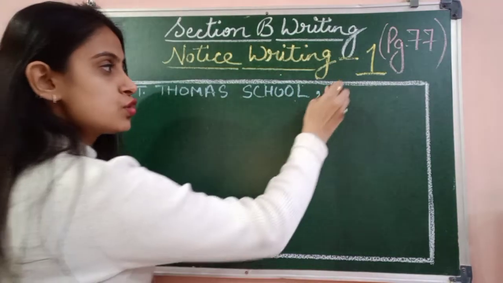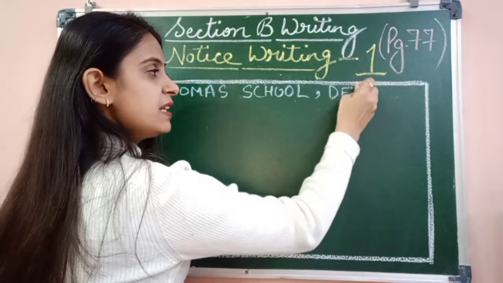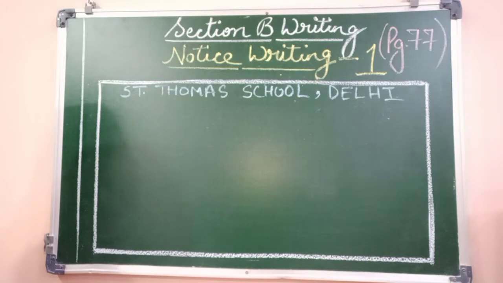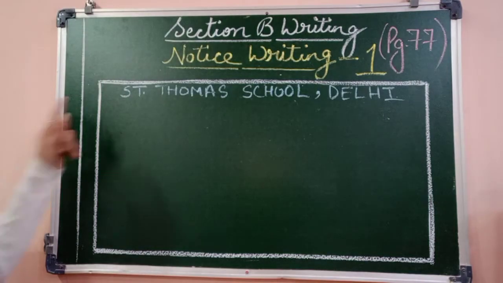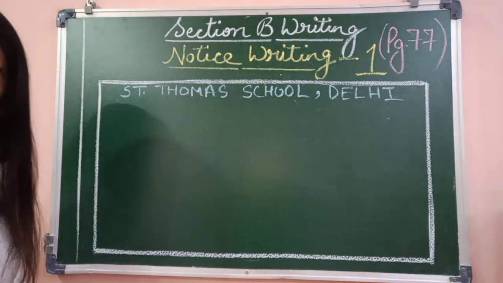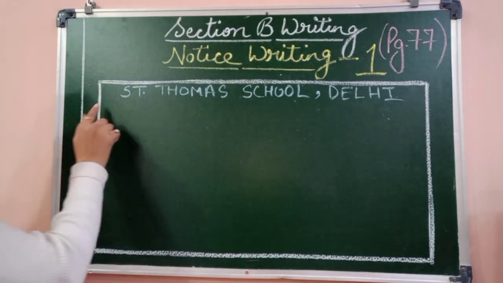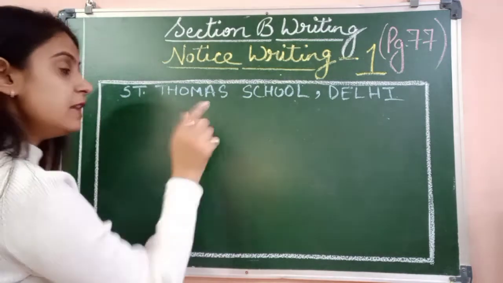Place also. So you can write any city. I am writing Delhi. Okay. Then after that, you have to leave one line, as I shared with you when I was teaching you the format of notice writing. Then we leave one line.